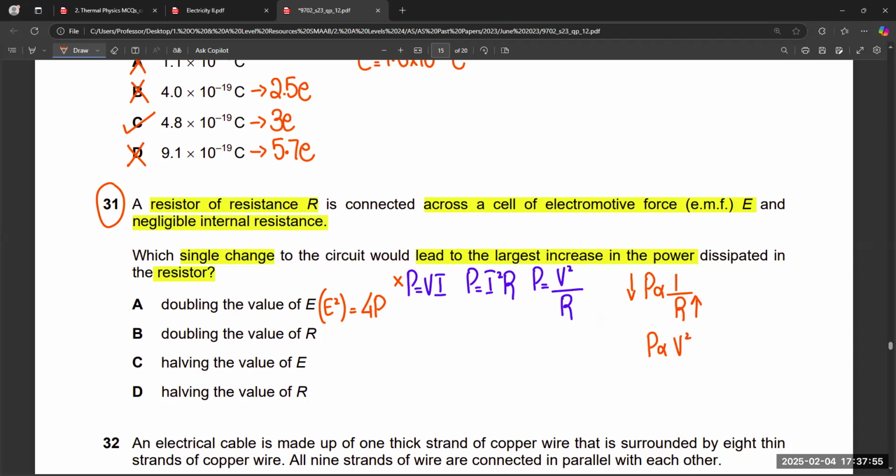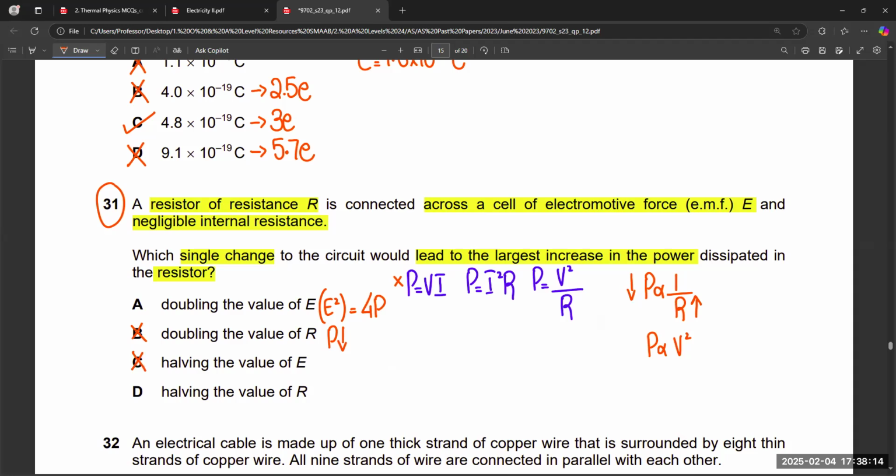So it means that power decreases in the second option. This is not possible. And then half the value of E. Again, half means we need to square half. Definitely it will be less than option A.